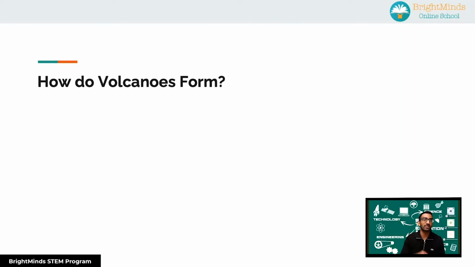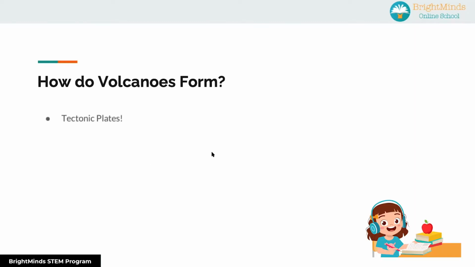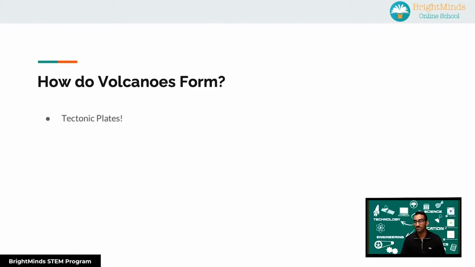And that's exactly what scientists do. That's wonderful. So how do volcanoes form? That brings us to our previous term that I introduced you to, tectonic plates. Who remembers that term, tectonic plates?